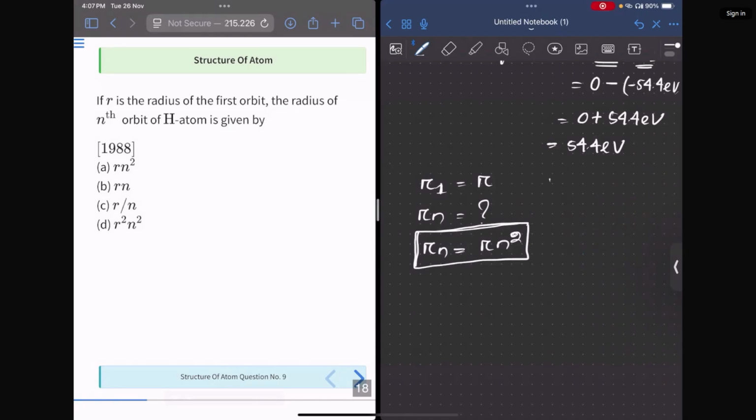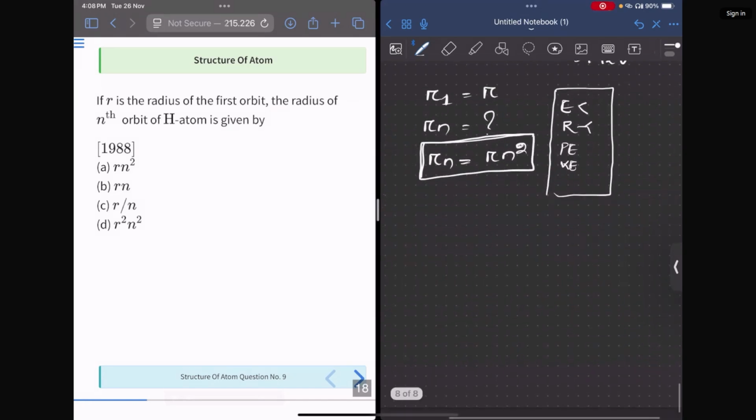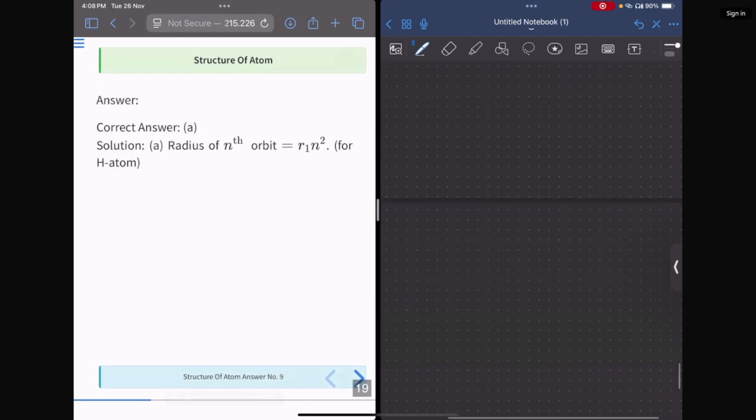In atomic structure, after you finish this chapter, you will get to know a few formulas. For energy, one or two formulas. For radius, one or two formulas. Then you will find it for the de Broglie wavelength also, and for potential energy and kinetic energy. So write them down in your short note at one place and revise again and again to remember the formulas, or else you will forget them in exams. The radius of the nth orbit is equal to R1 n square.